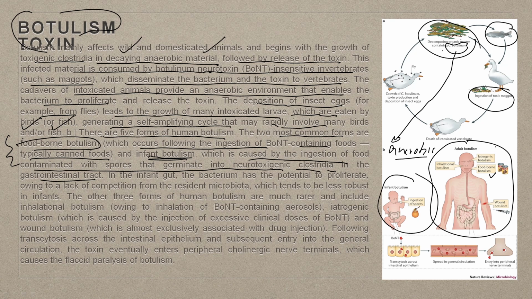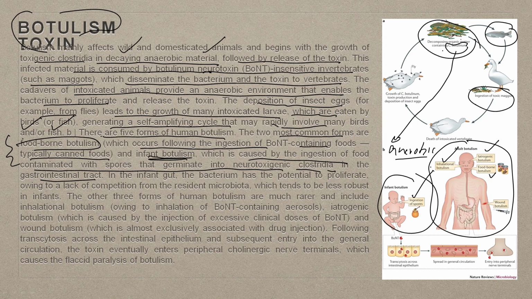So, foodborne botulism, iatrogenic botulism, inhalation botulism, and ingestion of spores. And that is one of the reasons why you will see many a times they say kids should not be given honey. This is one of the things which you will hear in the United States. They say don't give them honey, it may contain botulinum toxin spores. So, coming back to the slide, in the infant, the bacterium has potential to proliferate owing to the lack of competition from resident microbiota, which tends to be less robust in infants.